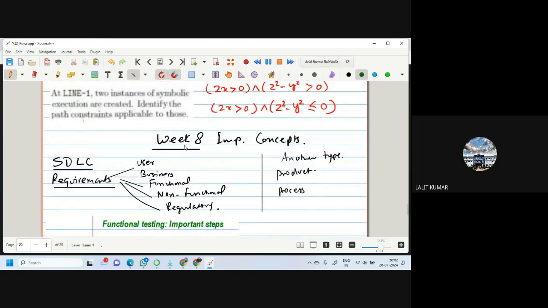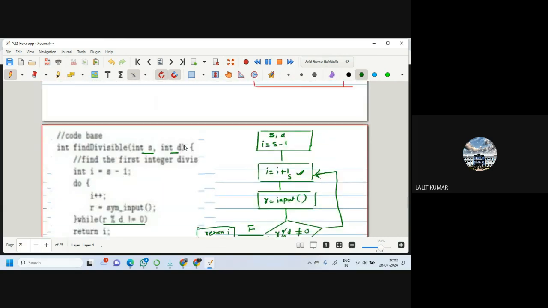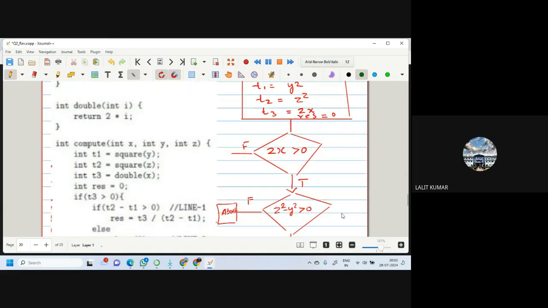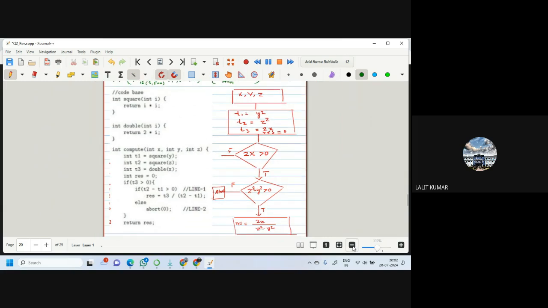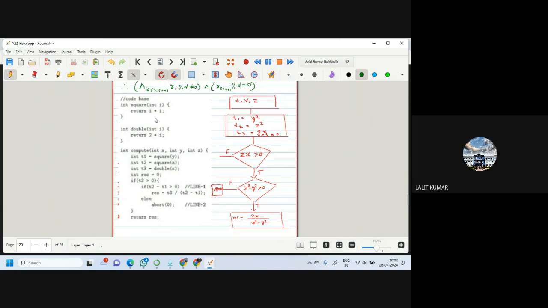So you will be able to do this question. This was the question. This again is a simple question. So you come here, follow the loop. They will ask what are the conditions to reach line 2. At line 1, what are the predicates being formed? So in this question, from here we start, we get R is equal to 0. So first 2x greater than 0, false. So we get the first path here.